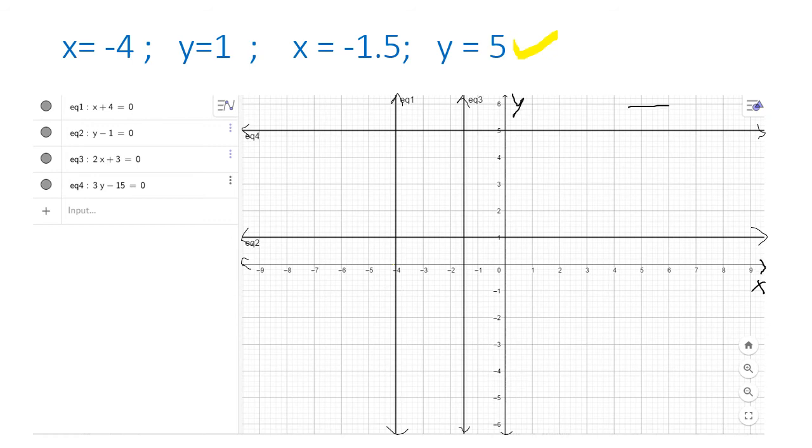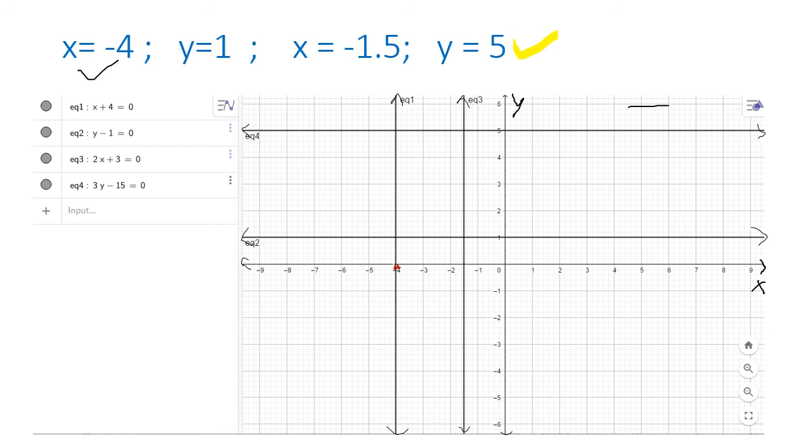Also you're supposed to mention the scale here. Okay, now after doing this, what are we supposed to do? We'll draw the first point, x is equal to -4. So on -4, this will be our first point, x is equal to -4, and to this point we will draw a line which is parallel to the y-axis. Okay, so this will be our first line.